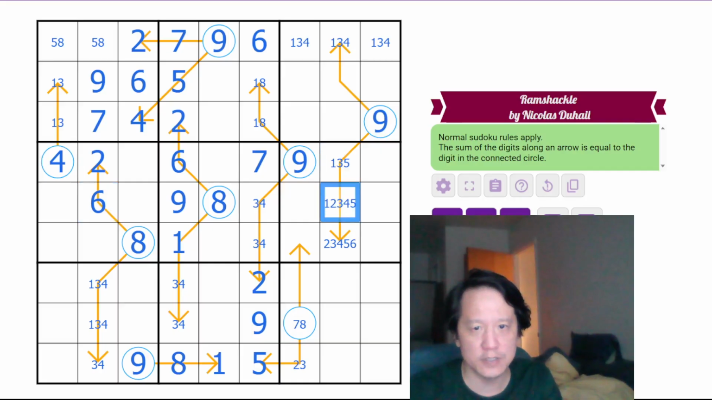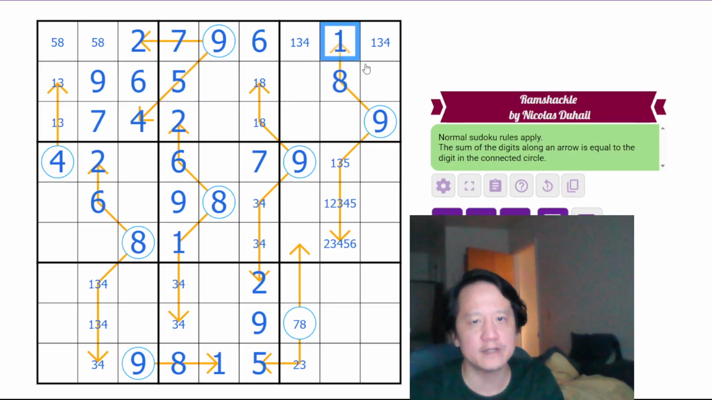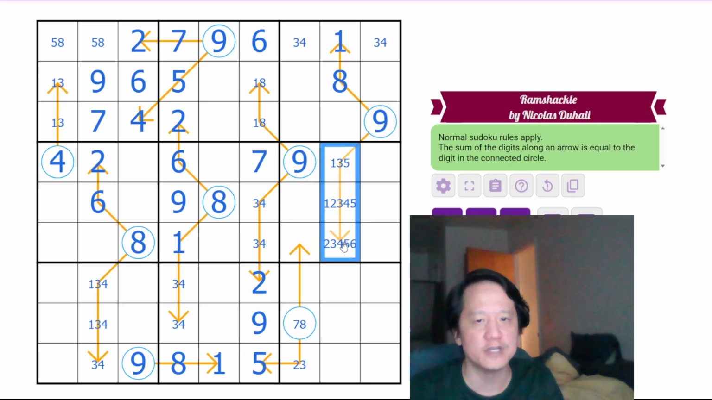No 6 here. To add up to 9, it has to be 1, 8, 3, 6, or 4, 5. And this can't be 5 or 6 because of 5 or 6 in the row. So this must be 8 and 1 here. That eliminates 1 here, so to add up to 9 for 3 unique digits without a 1, it must be 2, 3, and 4. So this is 3, and this is a 2, 4 pair here.